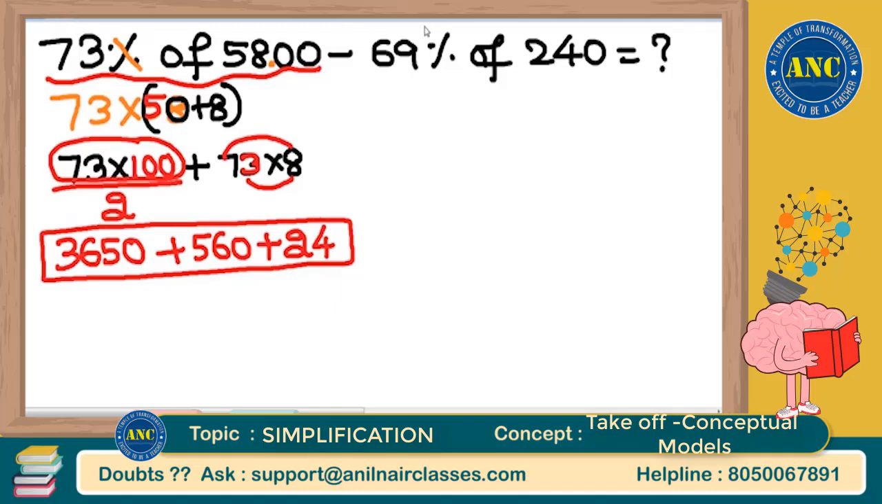Minus, continue again, minus 69% of 240. 69%, what I will do is, I will make it as 70% minus 1%. So 70% of 240: 70% is 70 by 100, or 7 by 10. 7 by 10 into 240 is 7 into 24, which is 168, right? 168 minus 1% of 240, which is 2.4, right?